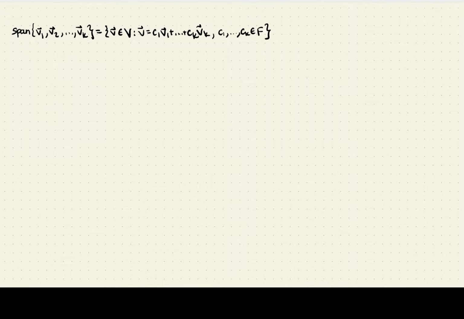But what this is saying is that the span of these vectors is the set of all possible linear combinations of those vectors. That's what this set notation is really saying. Linear combinations of vectors means I do scalar times vector plus scalar times vector. And every single possible way that I could combine these vectors is what makes up the span of those vectors. So let's look at a quick example of the span of a set of vectors.